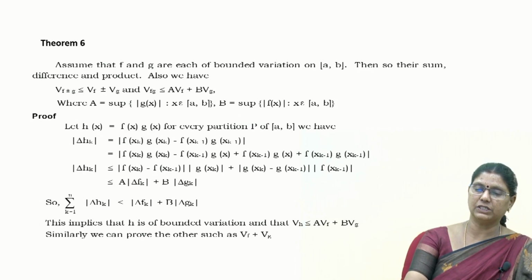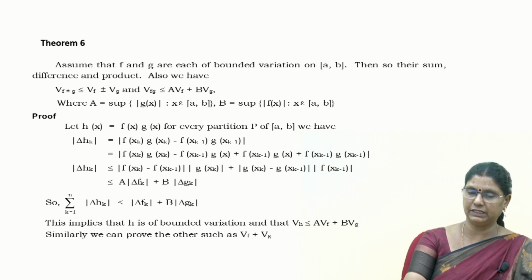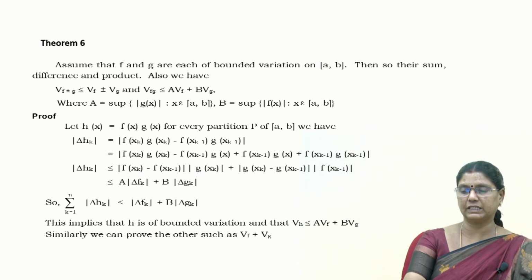Assume that f and g are each of bounded variation on the closed interval a comma b, then their sum, difference and product also are, that is V of f plus or minus g is less than or equal to V f plus or minus V g. Here V f denotes the total variation of f, similarly for g also. And in the same way, V of f g is less than or equal to A V f plus B V g, where A is the supremum of modulus of g of x for every x in the closed interval a comma b, and B is the supremum of modulus of f of x for every x belongs to the closed interval a comma b.